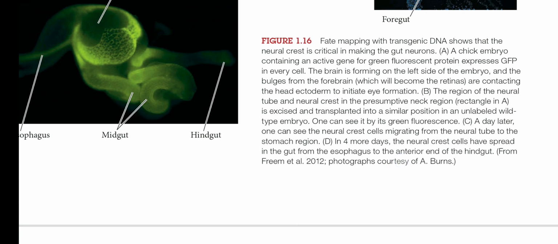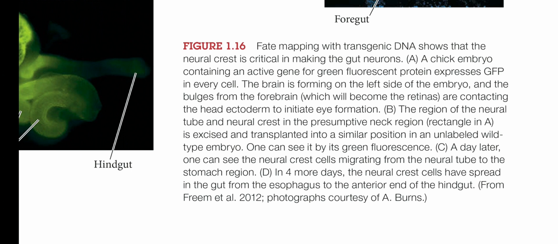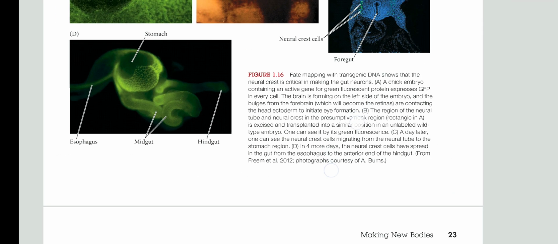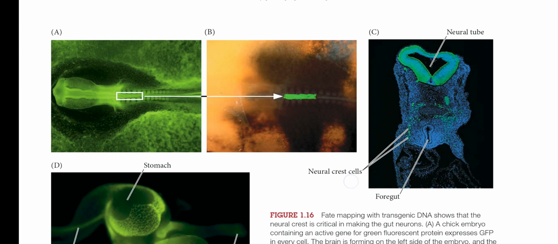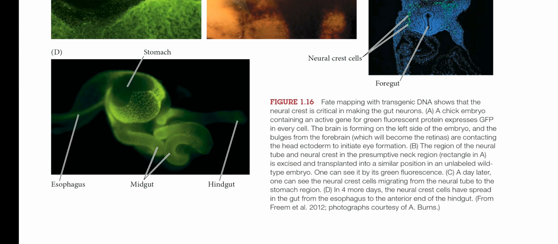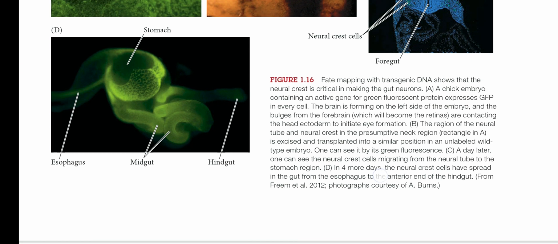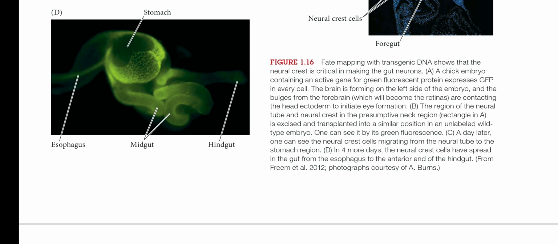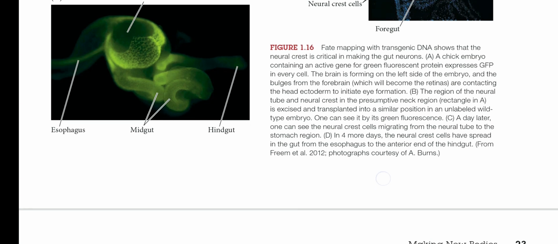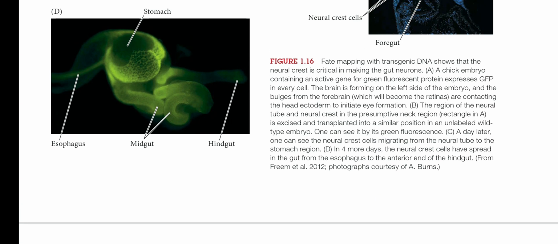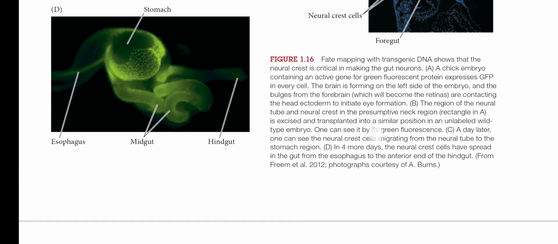Here is written: a chick embryo containing an active gene for the green fluorescent protein expresses it in every cell. The brain is forming on the left side of the embryo, and the bulges on the forelimb contain the head ectoderm and initiate the eye formation. The region of the neural tube and neural crest, the presumptive neck region, is excised and transplanted into a similar position in a wild type embryo. One can see it by the green fluorescent protein. That's what I'm trying to tell. You can observe this by the green fluorescent protein.